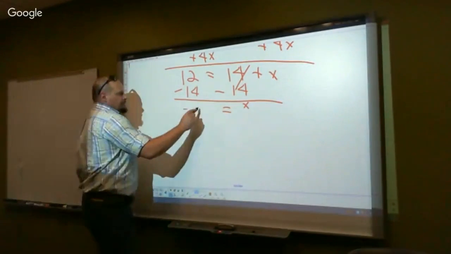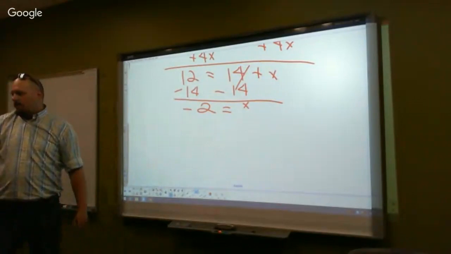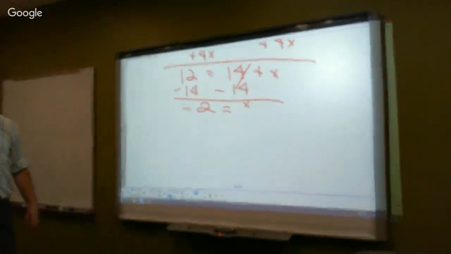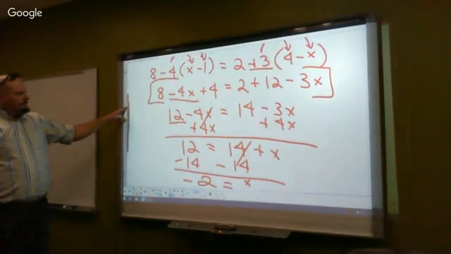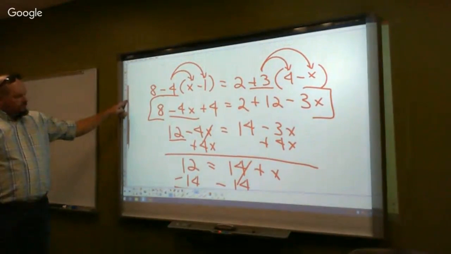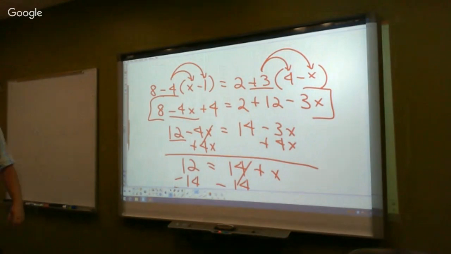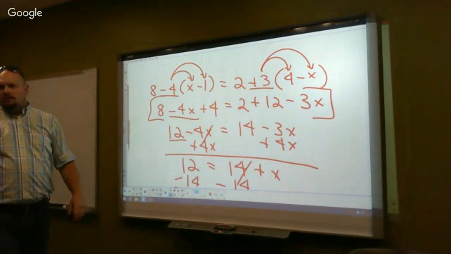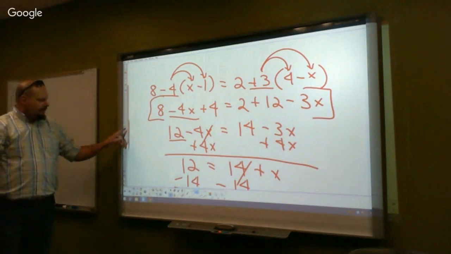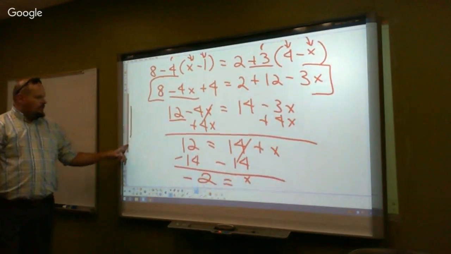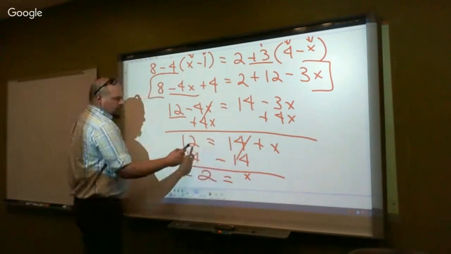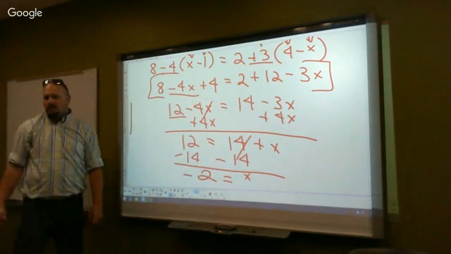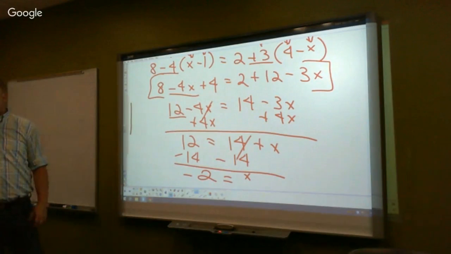Negative 2. Yep. You understand it? I got 2, but didn't get -2. Why not? Did you minus 3x on both sides? Probably a sign error. Where's your sign error? 12 minus 14. So when we subtracted 14, 12 minus 14 is -2, and you added 2. We had +2.